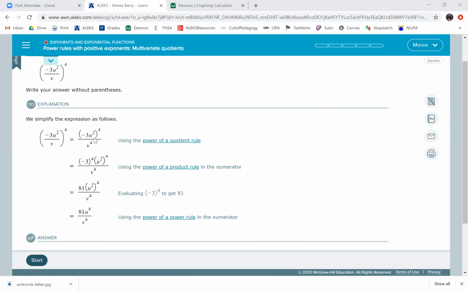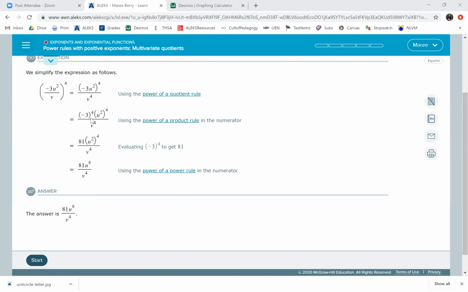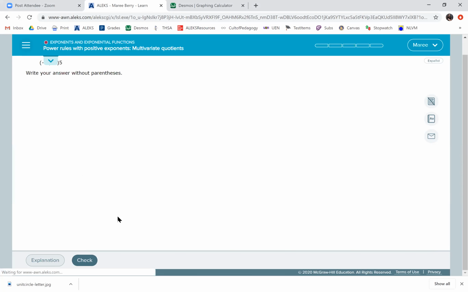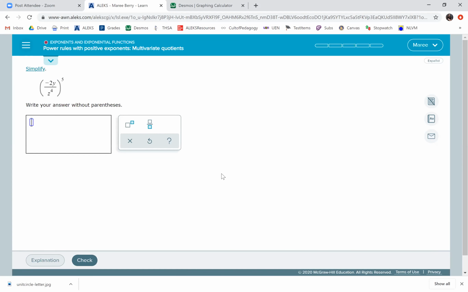Now, when you have a product like this, -3 times u squared raised to a power, then you need to raise each of the factors to that power. When you have a number to a power, you want to actually figure it out, and you would get 81. -3 to the fourth is positive 81. When you have a power to a power like this one, you multiply. So you're going to multiply the 2 and the 4 to get u to the 8th, and that's our final answer. So there are lots of really cool rules that we're going to be following here.